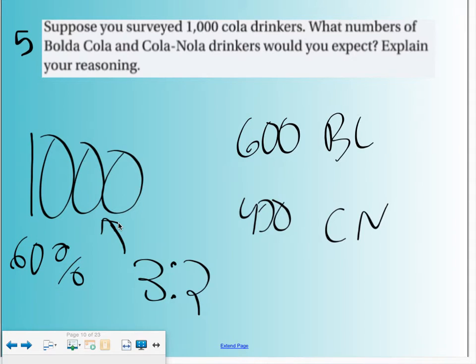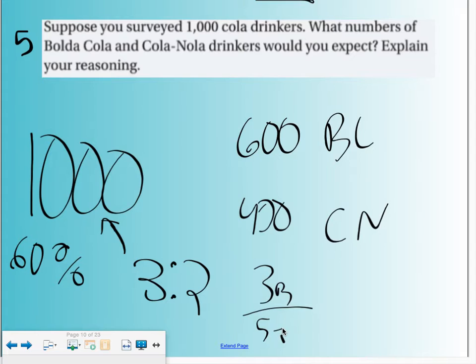Another way is we can think about part to whole. So just to show you, if we have 3 Border Colas to how many total? Right, so this would be 5 total. 3/5, we could do 3/5 times 100. We can get 60% from 3/5. So you have a lot of different options.